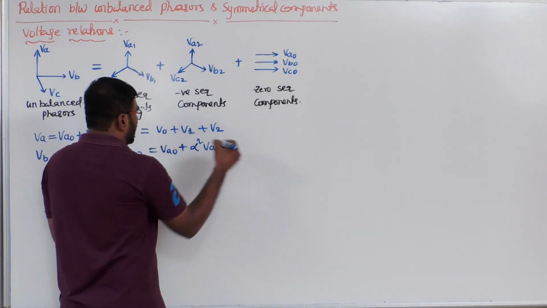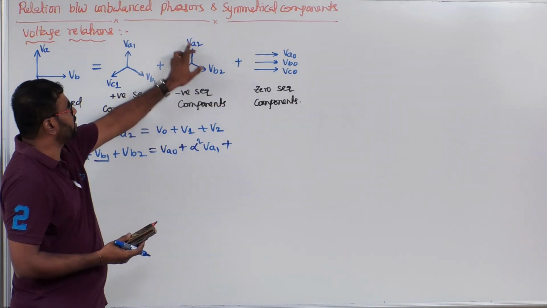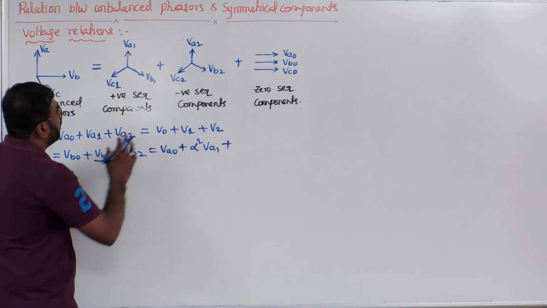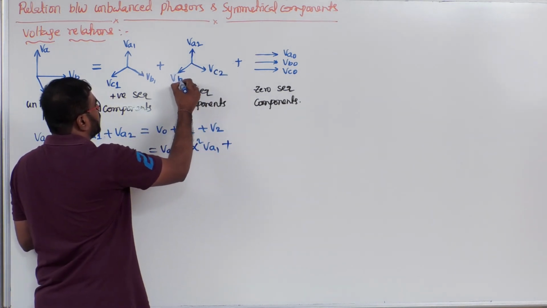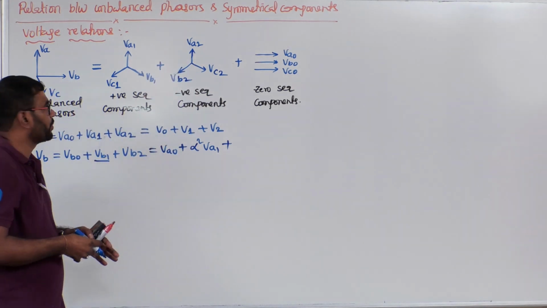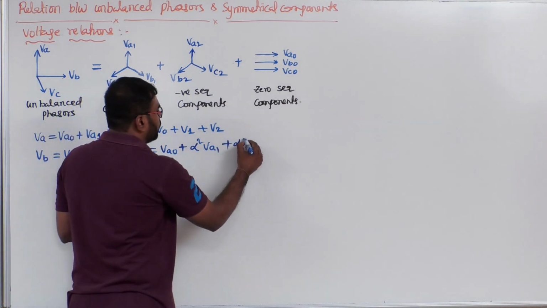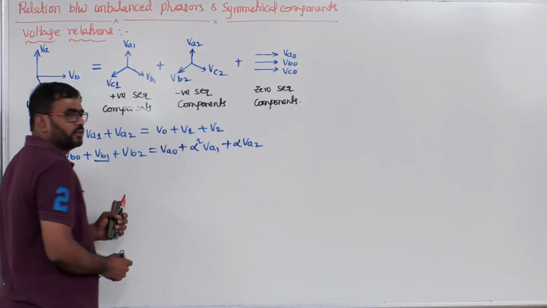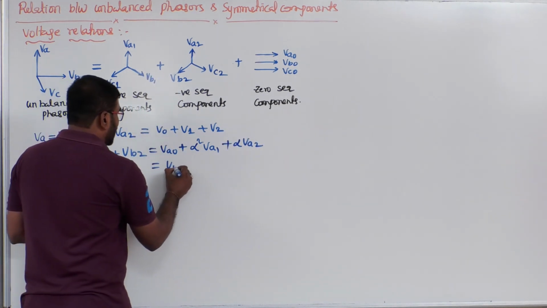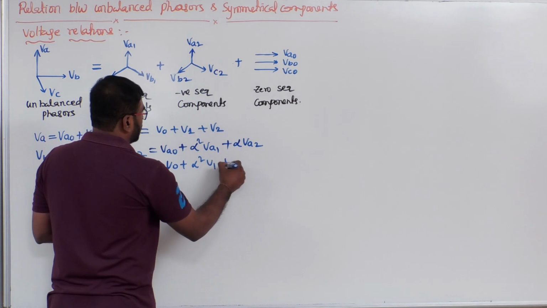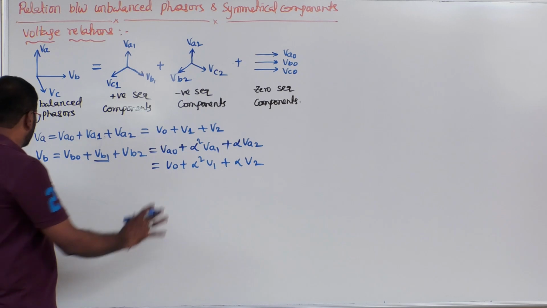So what about VB2? VB2, check, leads the VA2. Sorry, this is VC2 and this is VB2. Now it is correct because it's a negative sequence. So VB2 leads the VA2 by 120 degrees. So that means alpha times VA2 we can write. Otherwise you can also write V0 plus alpha square V1 plus alpha times V2. So that's about VB.